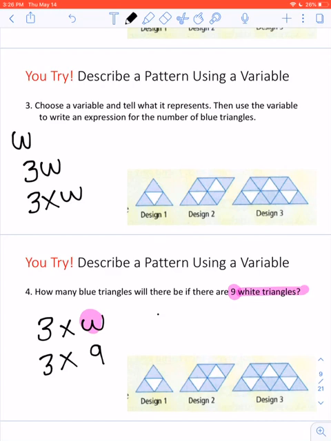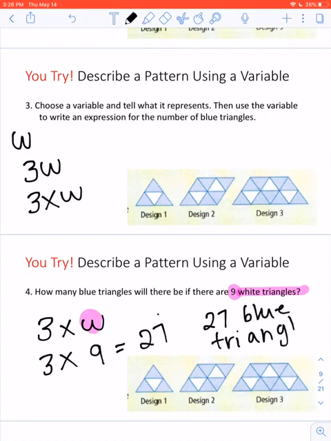Well, I will do some quick math. 3 times 9 equals 27. So I would have 27 blue triangles when I have 9 white triangles. Now, imagine that these were in our table. 9 would be on the top, 27 on the bottom. Is 9 times 3 27? Yes, it works.